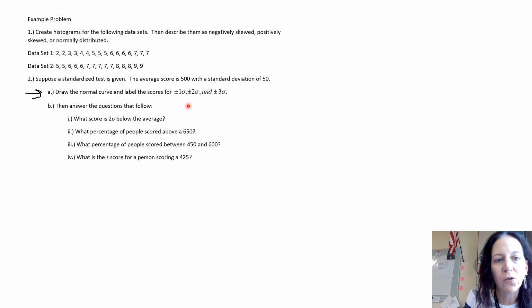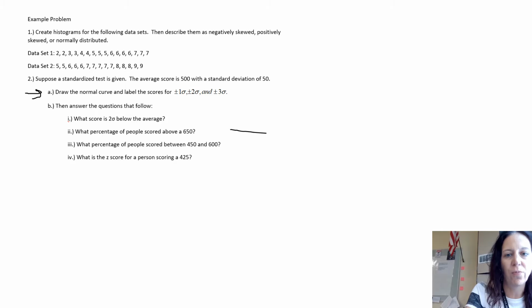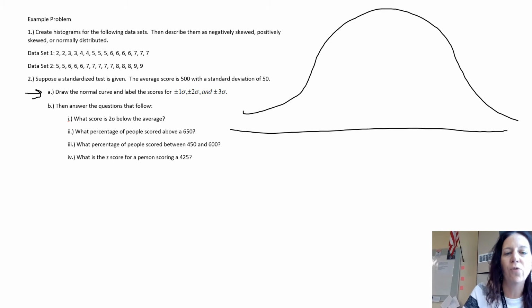Plus or minus 1 standard deviation. That little symbol there is a lowercase sigma. It represents the standard deviation, which in this case is 50. And plus or minus means you're going to go in the positive direction and also in the negative direction. So let me do this. It says draw the normal curve. So there's my number line, and there's my normal curve. The average is going to go smack dab in the middle.